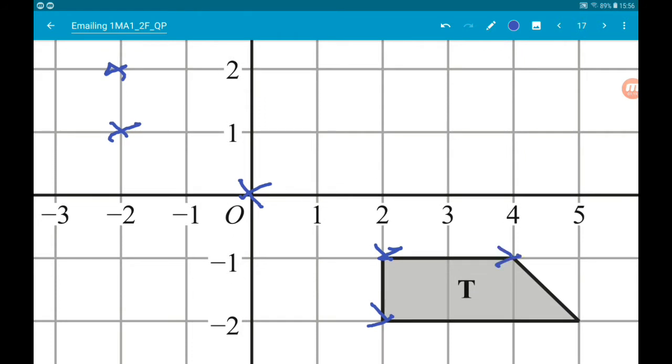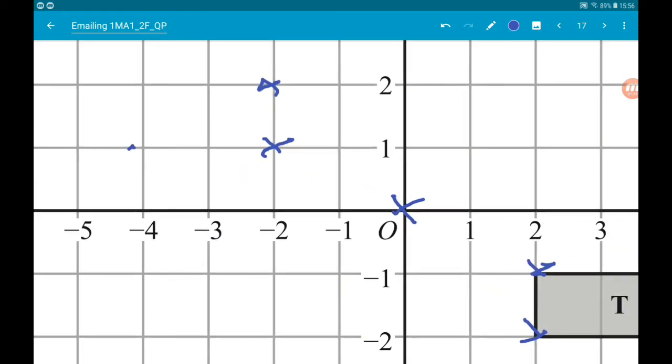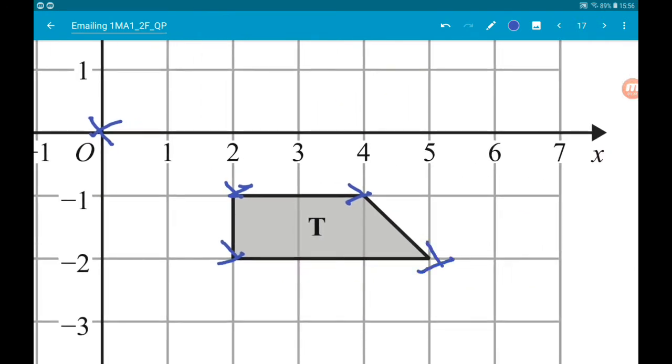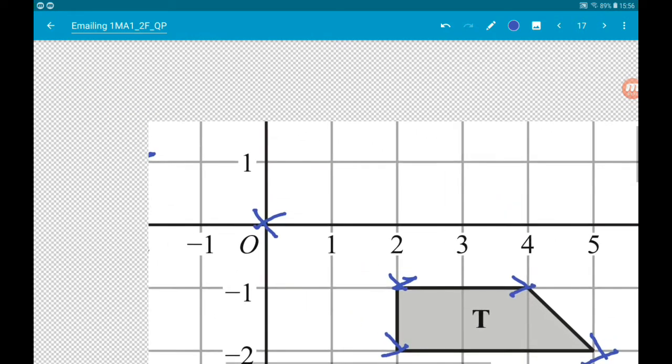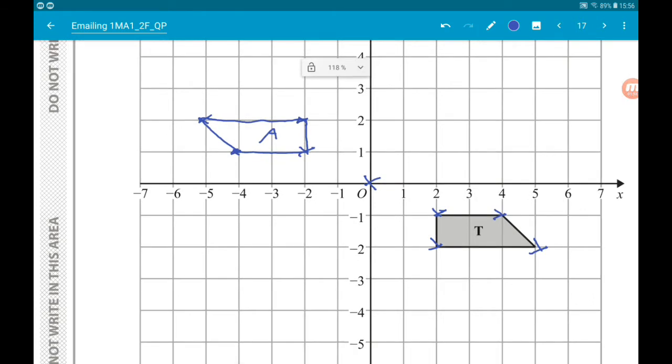For that point, we go 4 left and 1 up. So that's going to be there. And then finally, for that point, we go 5 left, 2 up. So that is going to be there. So for the real thing, use a ruler to join these up. Don't forget to call it A. So that is how the rotated shape will look.